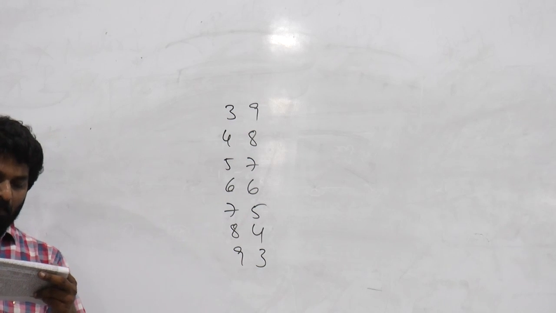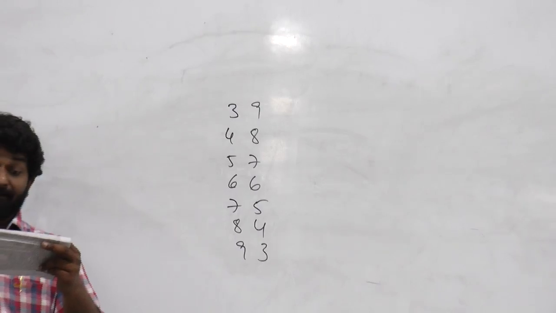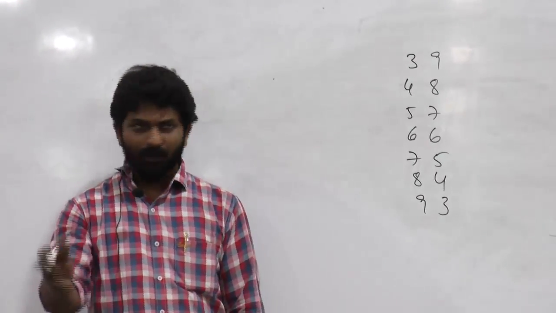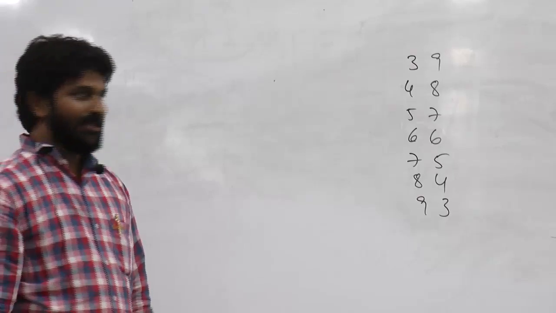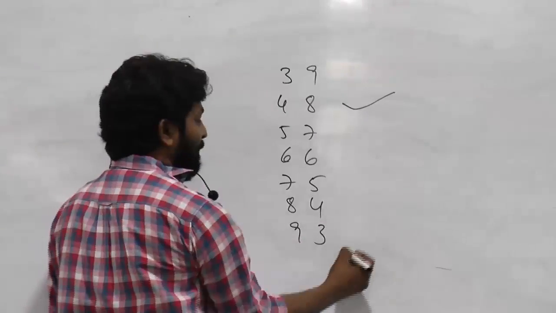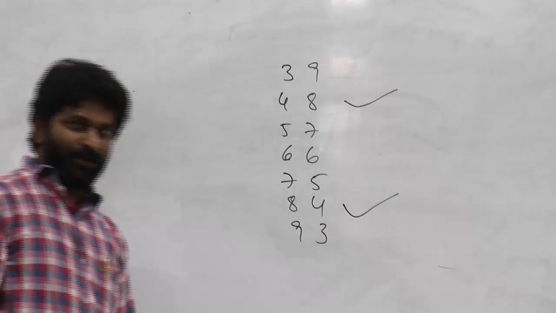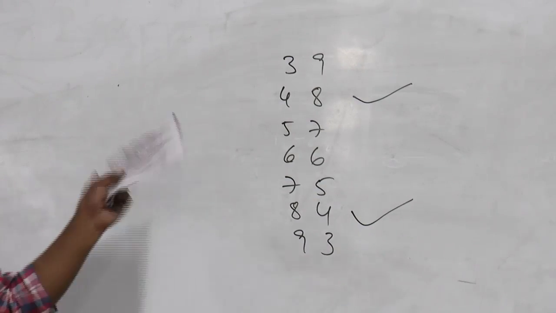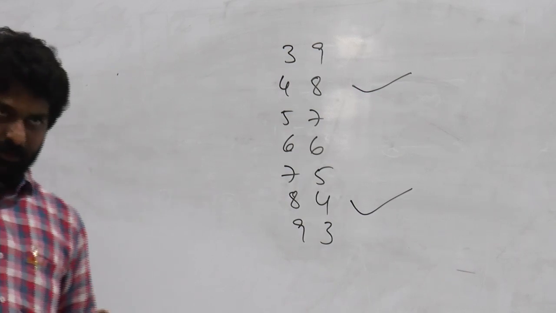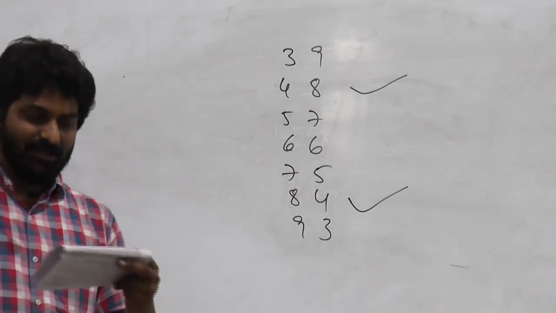Next, the difference between the digits of the number is 4. Using this, can you get your answer? No. Again, you will get two combinations: 48 is one and 84 is another. It is not possible to get a unique answer. So 1 and 2 are also not sufficient.